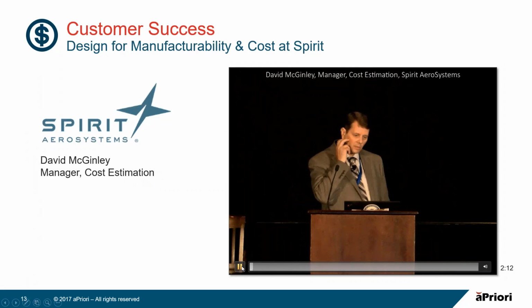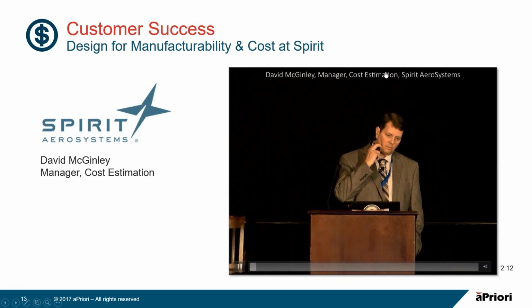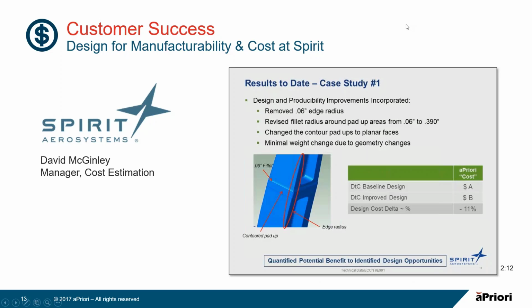A couple of quick results to date. So the first example here is probably one of our first items we identified. We ran this part through the tool, and immediately several things popped up that just got our attention. There was some external radii being put into this part. There was some filleting being done around the periphery of the part, and the values of those radiuses were all the same. And then there was some contouring going on.